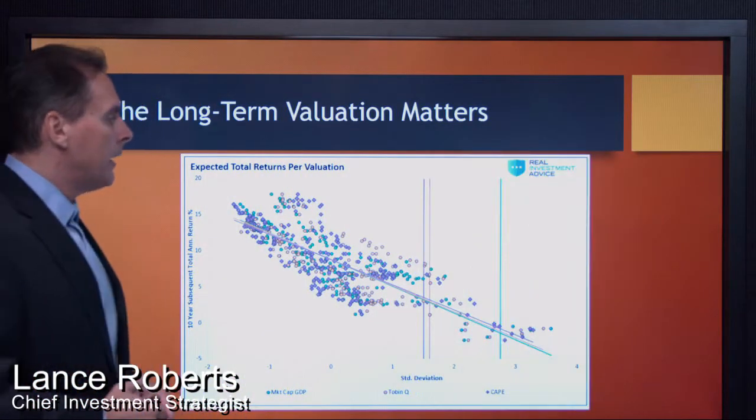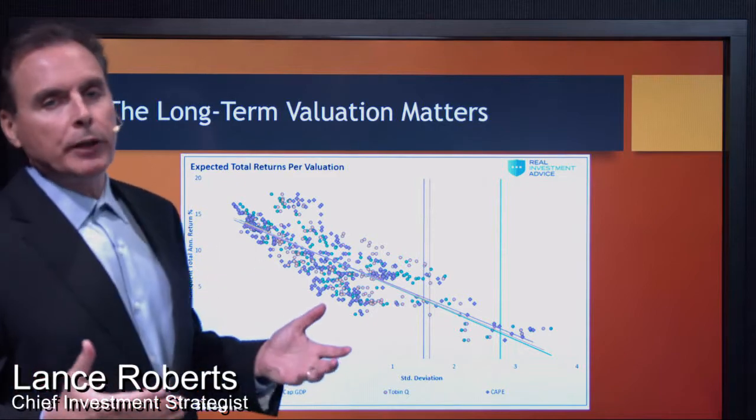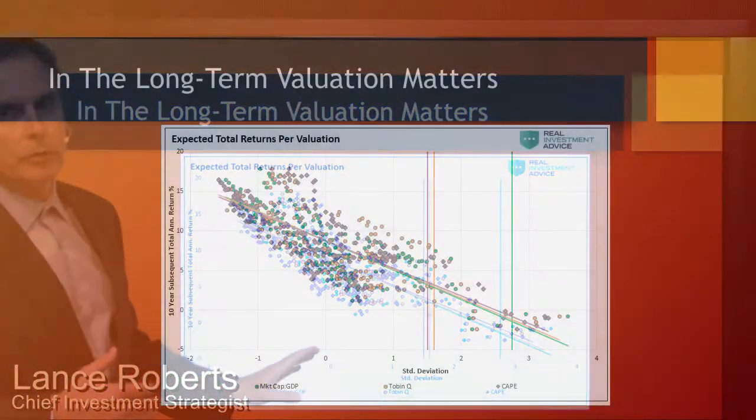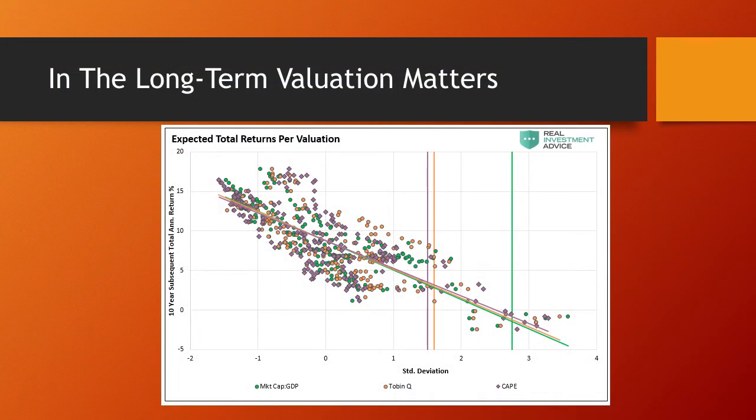And so I thought today we'd spend a few moments going through several different valuation measures and what those valuation measures are telling us about what to expect as investors, what our return will be over the long term. Let's start with taking a look at several different combined measures here. This is a chart that shows expected total returns from the stock market on an annual basis as compared to market cap to GDP, Tobin's Q, and CAPE ratio.